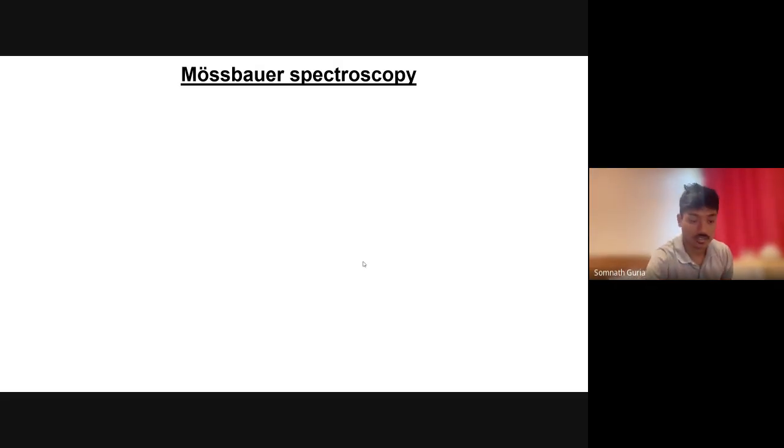Good evening. Since there will be no one else here, we'll start our discussion session and the problem solving session. Here we are going to discuss Mossbauer spectroscopy, how it works, and what kind of nuclei are active for Mossbauer spectroscopy.